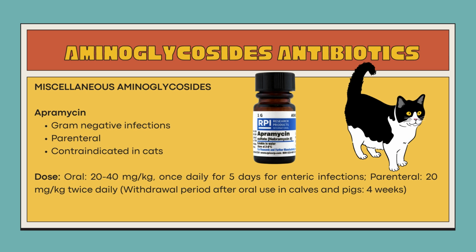The dose of this drug is 20 to 40 milligrams per kilogram orally once daily for 5 days for enteric infections, and parenterally 20 milligrams per kilogram twice daily. The withdrawal period after oral use in cows and pigs is 4 weeks.